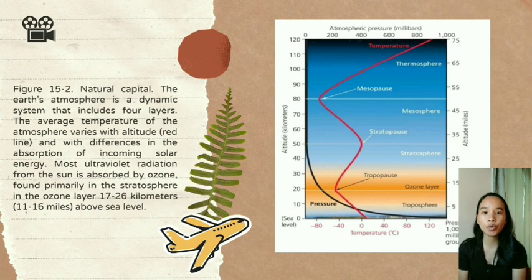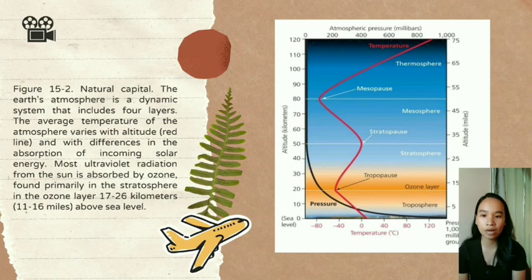Based on the picture shown in the PowerPoint, the Earth's atmosphere is a dynamic system with various layers, and the average temperature of the atmosphere varies with altitude. You can see the red line, that's the altitude, and with differences in the absorption of incoming solar energy. Most ultraviolet radiation from the sun is absorbed by ozone, found primarily in the stratosphere in the ozone layer 17 to 26 kilometers or 11 to 16 miles above sea level.